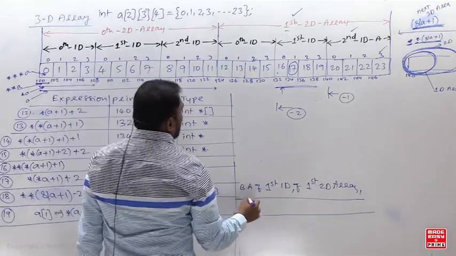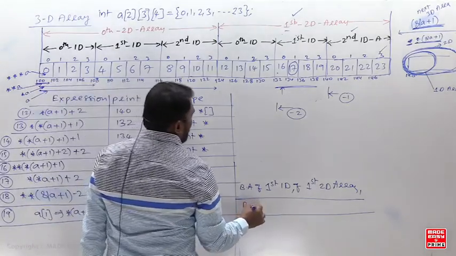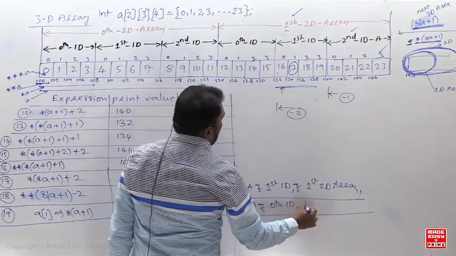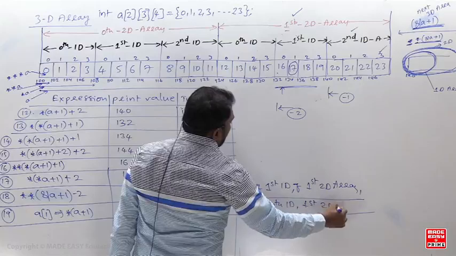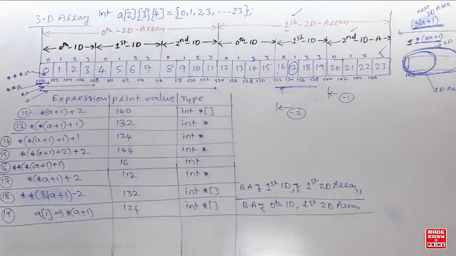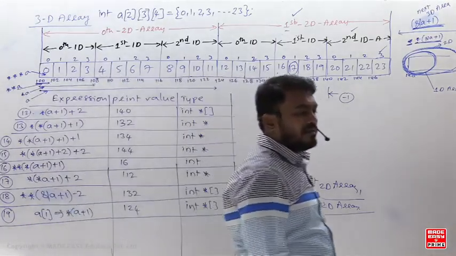And the meaning is what? Meaning: base address of the 0th 1D array of the first 2D array. Right. I think now it is very clear.